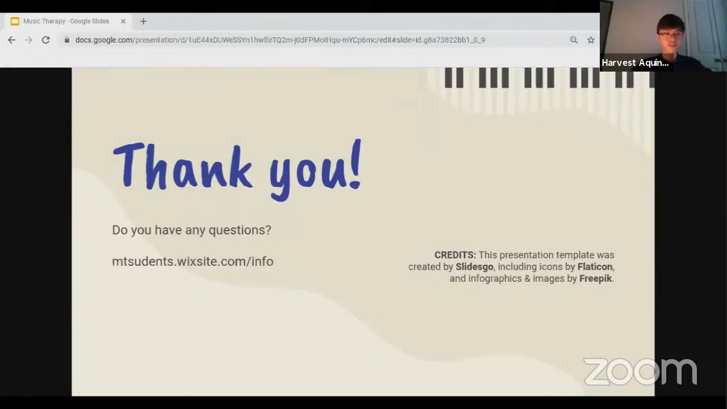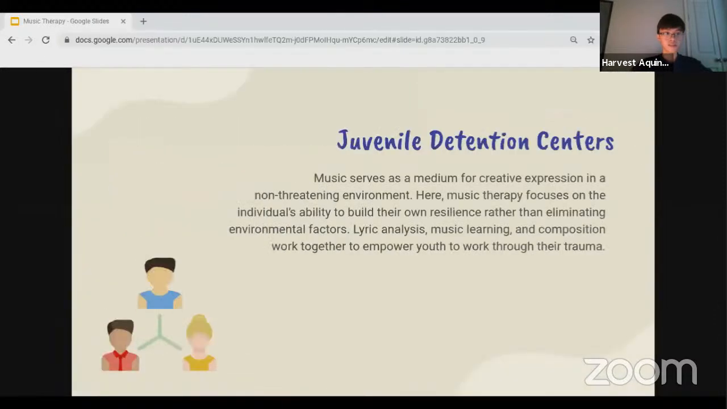Oh, someone asked to go to the slide for juvenile detention centers, of course. Here you go.